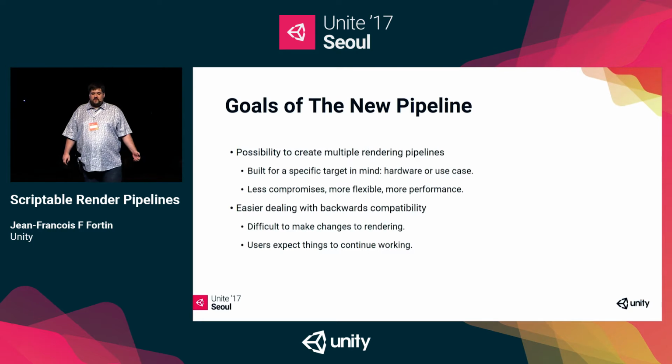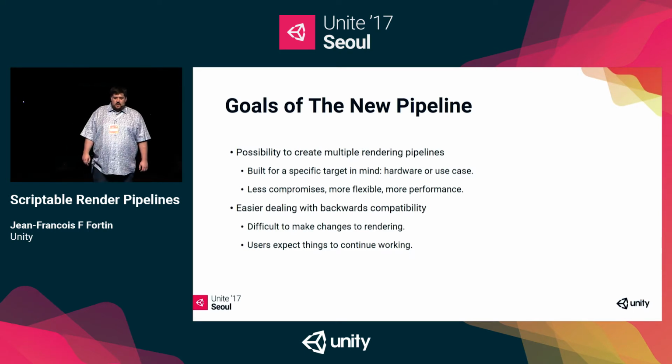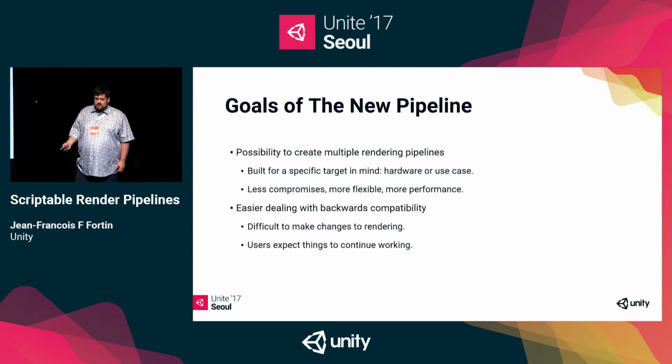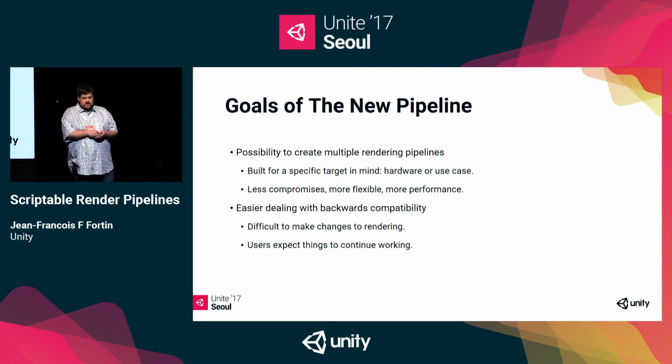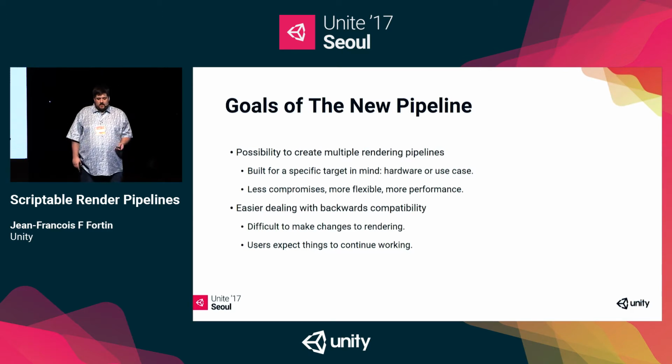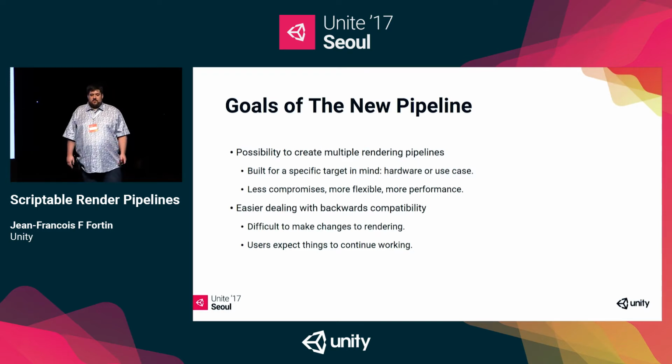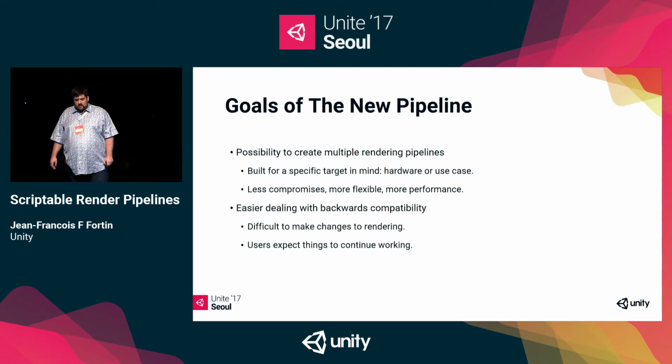We also want the possibility for our user to create multiple rendering pipelines so they can build something that is more suited to their needs. So either build something with a specific target in mind, something that we don't support yet, or a use case, something more specific for 2D games, or something specific to a top-down or even a text adventure game. We also wanted to make fewer compromises to support platforms of different ranges. And that goes back from the previous point to make the graphics more performant.